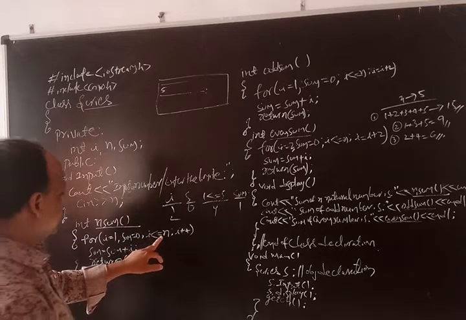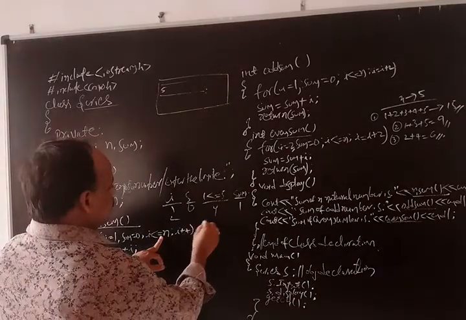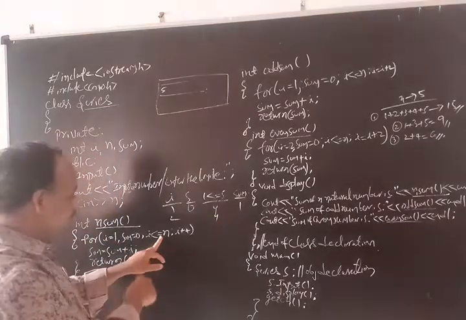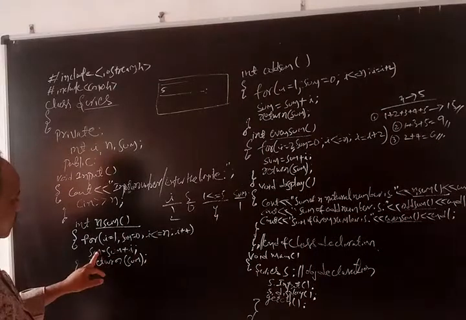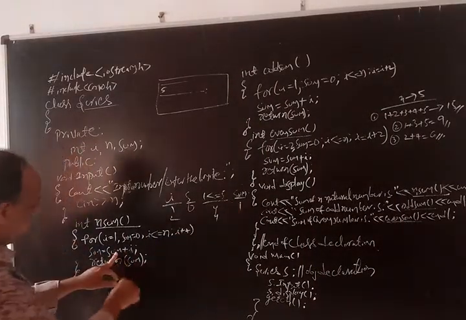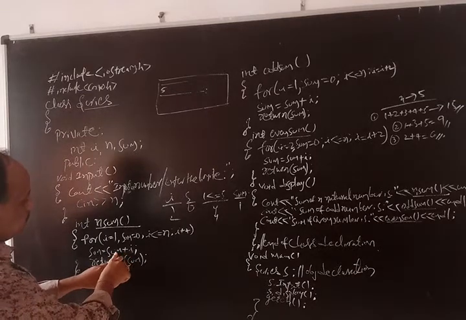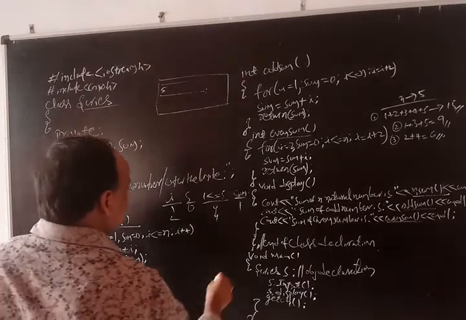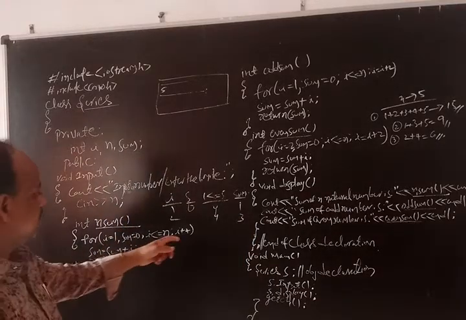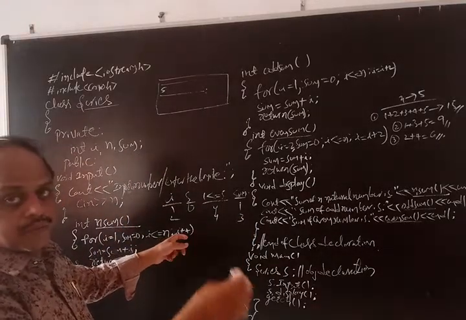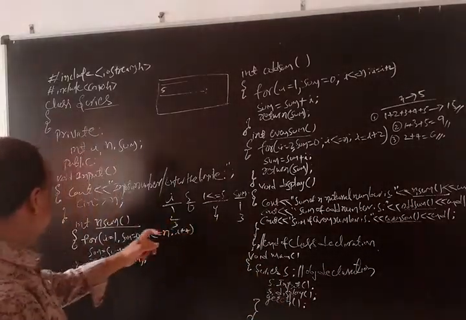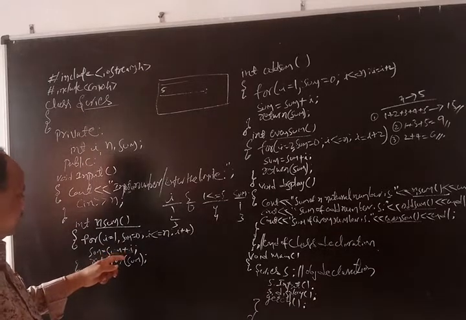2 less than or equal to 5. Yes. Now I value is presently 2. Therefore sum is equal to sum plus I. Previously sum is 1 plus now I value 2. So it becomes 3. Right? Next, cursor goes here. I plus plus means I value becomes 3. Now cursor comes here.